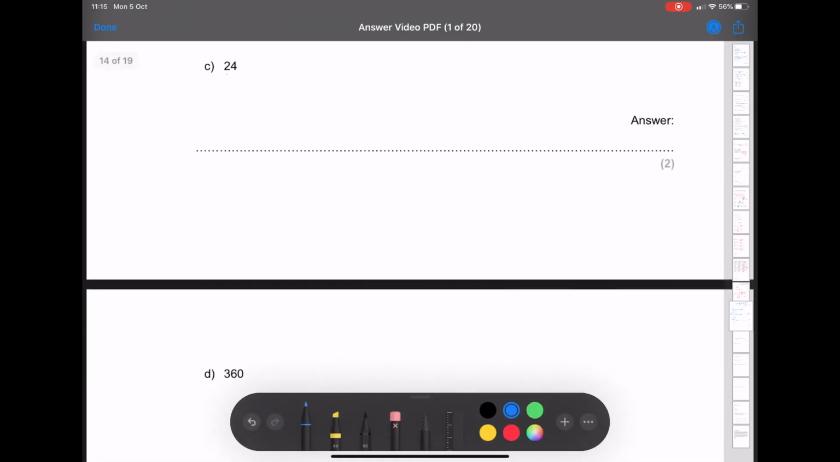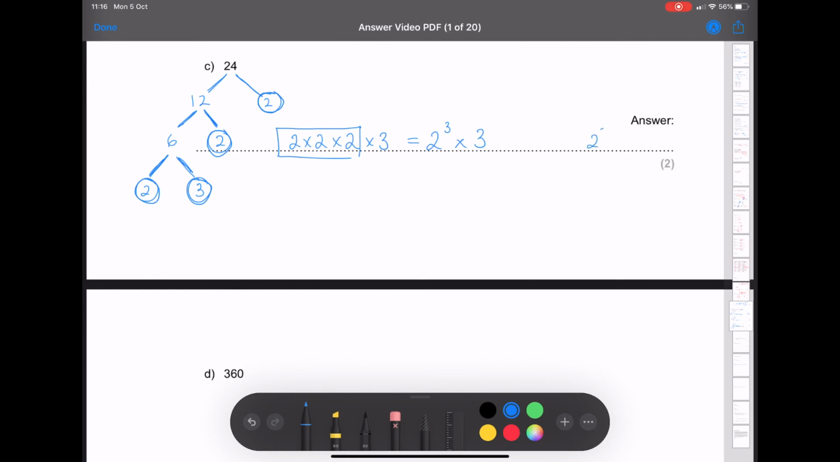24. Let's split 24 up. 12 and 2, half it. 6 and 2, 2 and 3. So can you see what I'm doing? I'm just halving 24. So 24 divided by 2 is 12. 12 divided by 2 is 6. 6 divided by 2 is 3. So here you've got 2 times 2 times 2 times 3 as your primes. Well, you've got 3 lots of 2 being multiplied together there. So we write it as 2 cubed. And then put just the times 3 on the end. So that would be your answer.